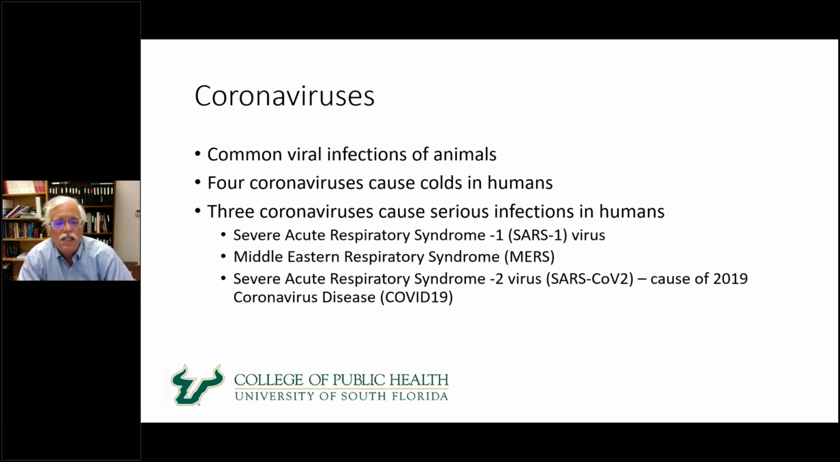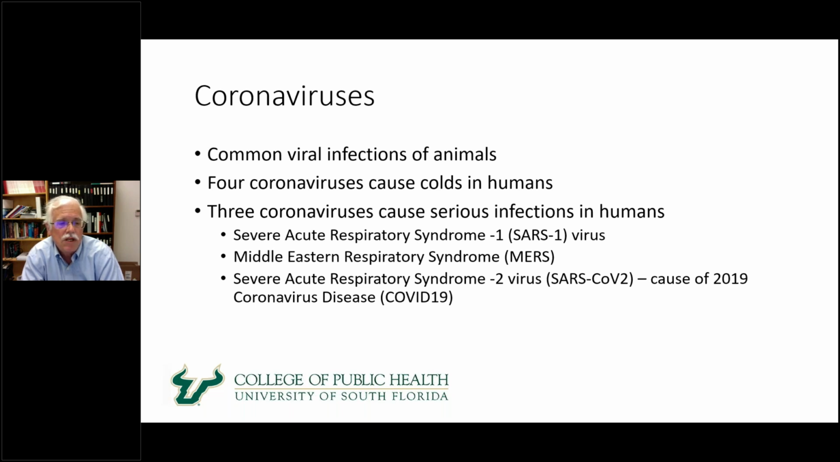3 of them, though, can cause serious infections in humans, and these are all coronaviruses that have made the jump recently from animal hosts into human hosts. The first is severe acute respiratory syndrome, or the SARS-1 virus, which circulated around the world in the early part of this century, the 21st century, began again in China, probably as a result of an infection in a live animal market through a civet cat, it's believed.